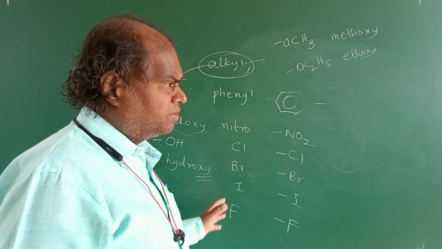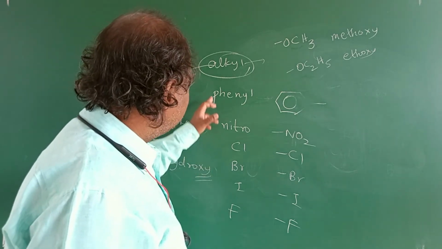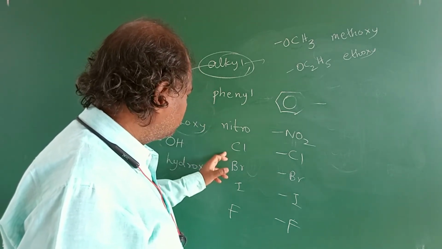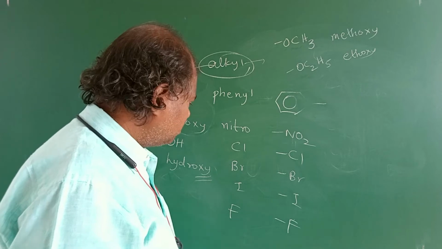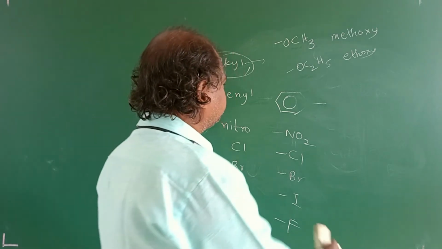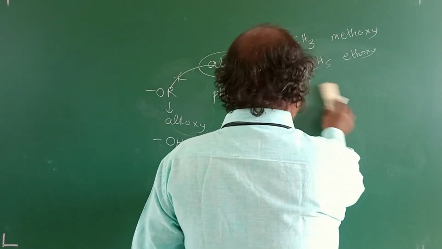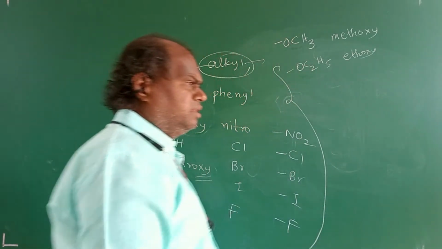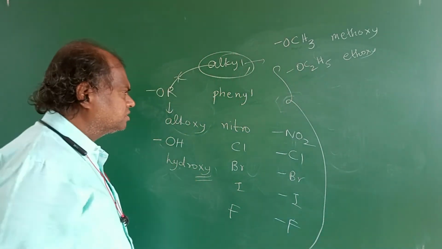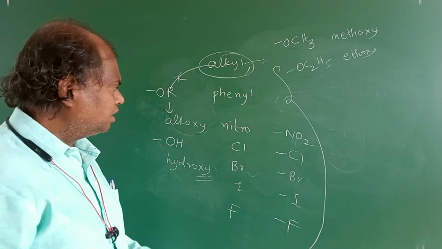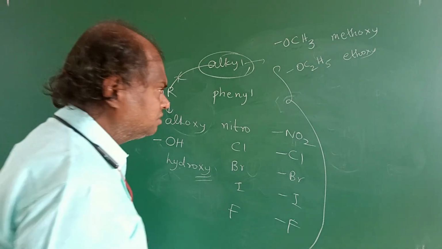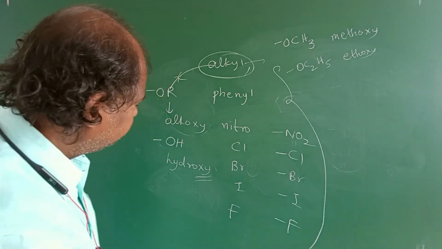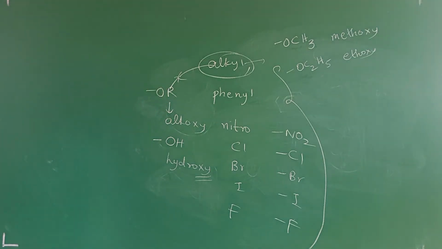Apart from this, phenyl, alkyl, nitro, chloro, bromo, iodo, fluoro, this is a full list of substituents, right? So if anything is coming among this, you call it a substituent, right? Okay. Fine. Just note it down. Very, very important.